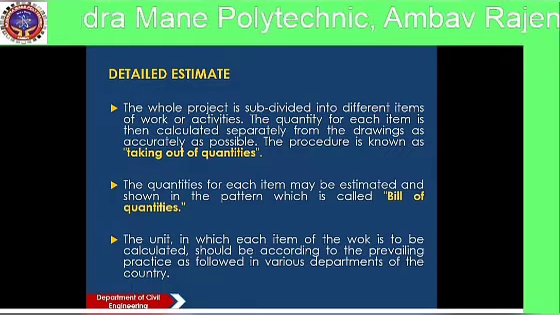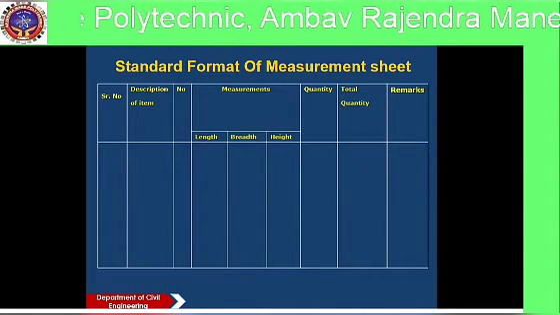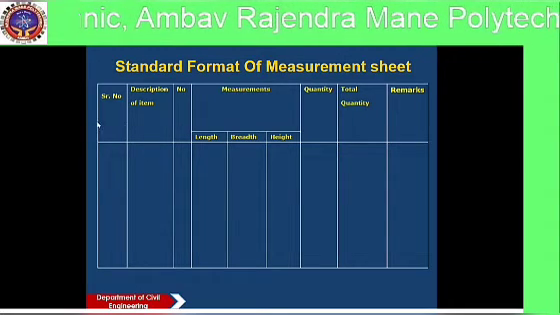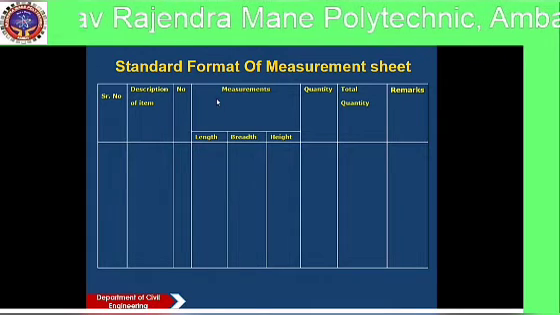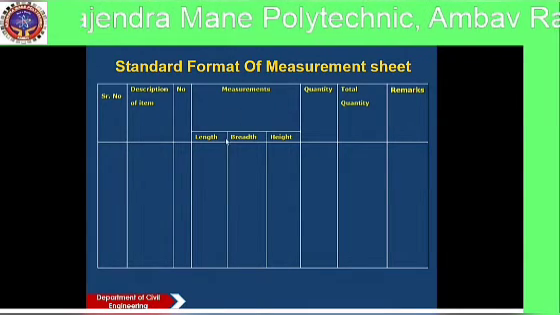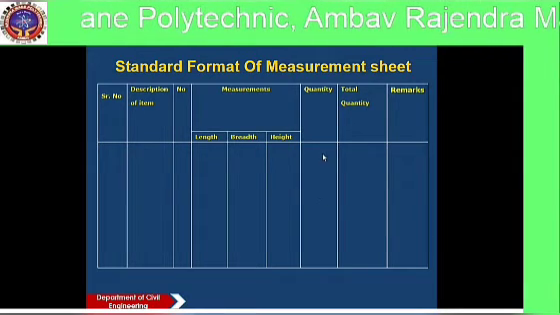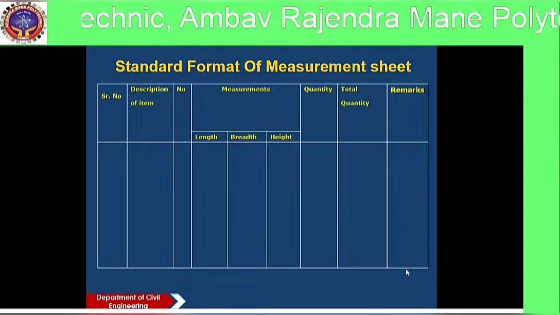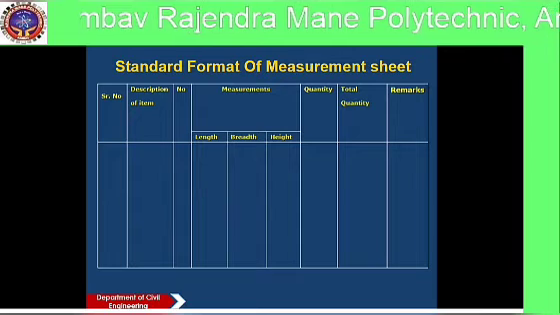So this is a standard format of measurement sheet. Column number 1 is serial number, second column description of item, then numbers, then measurements: length, breadth, height or depth, then quantity, total quantity and remark. This is a standard format of measurement sheet which is required to take out the quantities of an item.